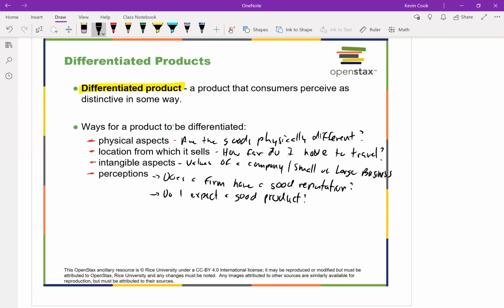And this last one, do I expect a good product? For this, what I'm going to think about is something like Iowa seafood and Florida beef. So if I come to Iowa and I decide I want crab tonight, I pretty much know that I'm not going to get crab that was caught this morning, right?